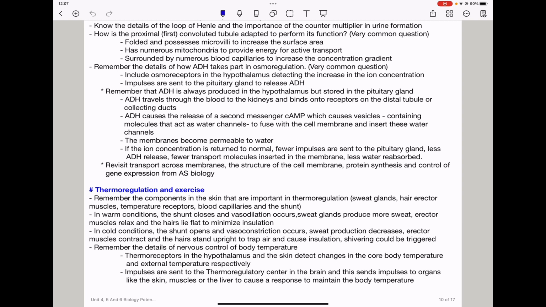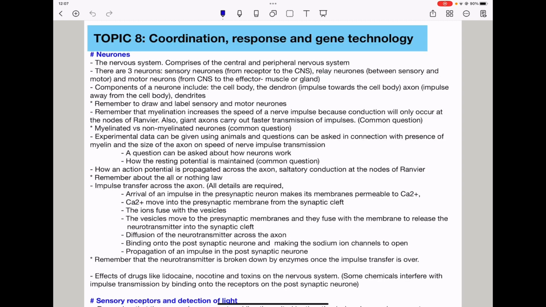For example, thermoreceptors in the hypothalamus, as well as those in the skin, detect the change in core body temperature and external temperature respectively. And then the impulses are sent to the thermoregulatory center in the brain, and this will send impulses to organs like the skin, the muscles, and the liver to cause a response that is going to maintain the body temperature.